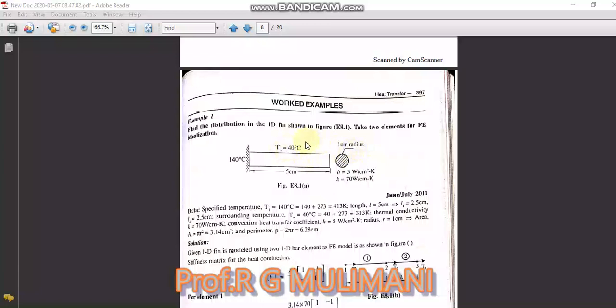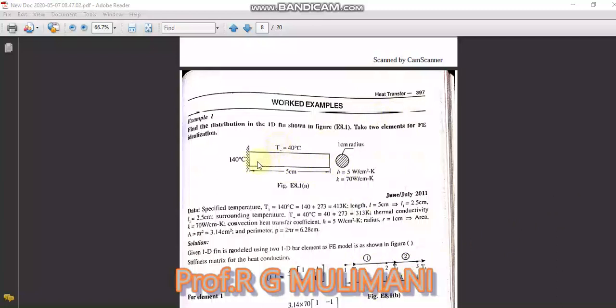And the outside temperature, or the environment temperature, is 40 degrees Celsius, and at node 1 it is 140 degrees Celsius. The fin in this problem is formulated as 2 elements, 2.5 centimeters each. So for the 2 elements we have 3 nodes: node 1, node 2, node 3.